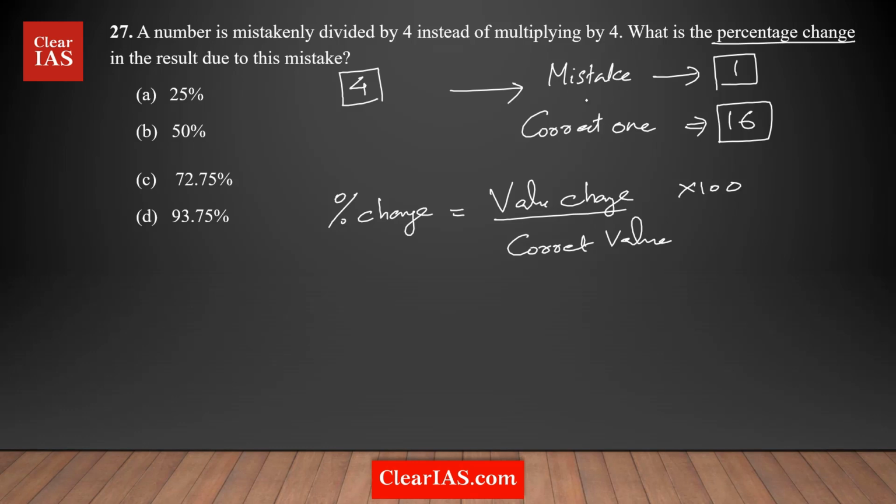The value change is nothing but the mistake. By mistake, the value is 1. The actual value is 16. So the difference is nothing but 15. And we're comparing with the actual value, which is 16. Percentage change can be an increase or a decrease. Here it is actually a decrease in the value. And multiply by 100. This will give the answer.